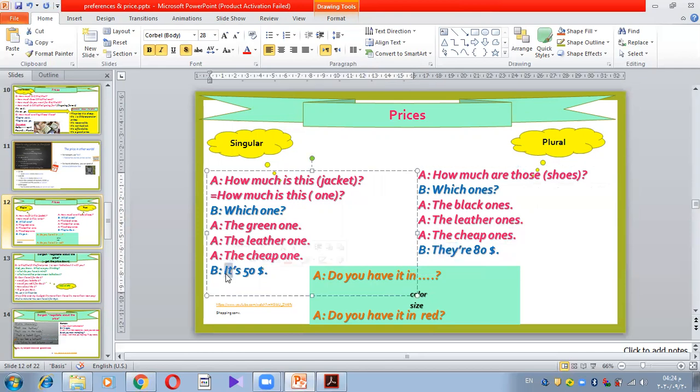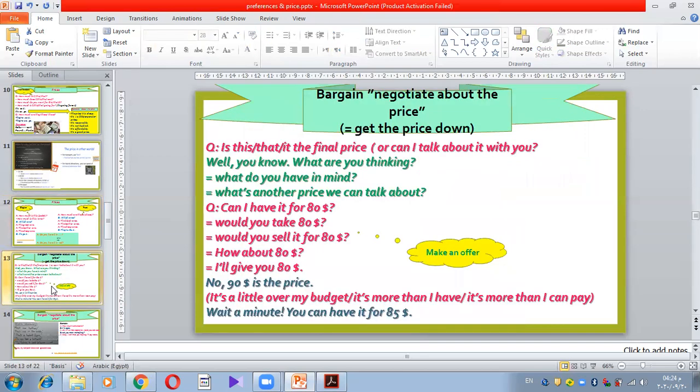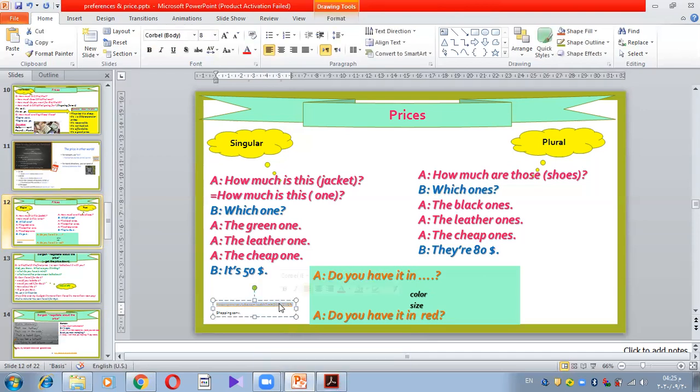Don't forget, if you would like to change the color or size, what's the question? Do you have it in black? Do you have it in red? Do you have it in a different color? Size: do you have it in large? Do you have it in medium? And so on. Before I tell you this one, I want you to watch this.